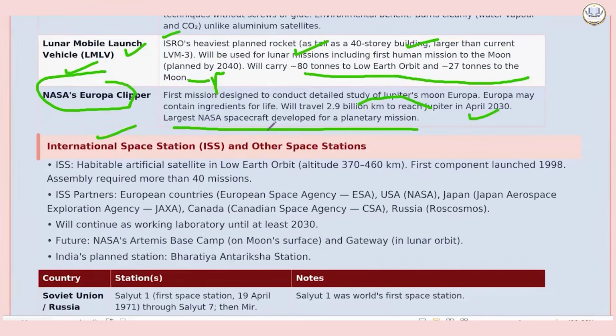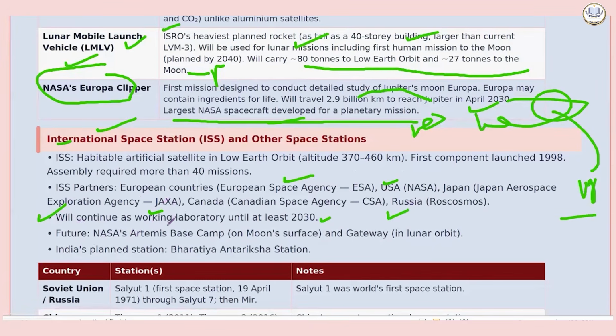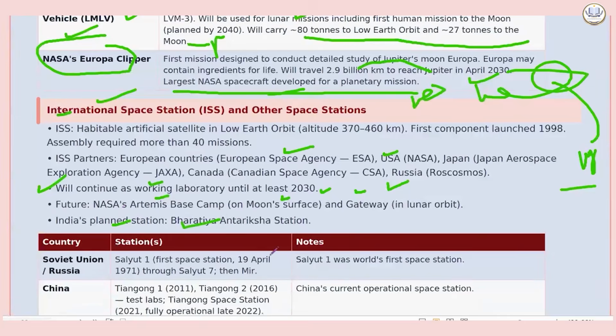We have the International Space Station and there are other space stations. So it is a habitable artificial satellite in low Earth orbit. First component was launched in 1998 and it required more than 40 missions, and partners are the European Space Agency, USA's NASA, Japan's space agency JAXA, Canada's CSA and Russia's Roscosmos. Will continue as a working laboratory until at least 2030. Future: NASA's Artemis Base Camp on the moon surface and Gateway in lunar orbit. India's planned station is Bharatiya Antariksh Station.